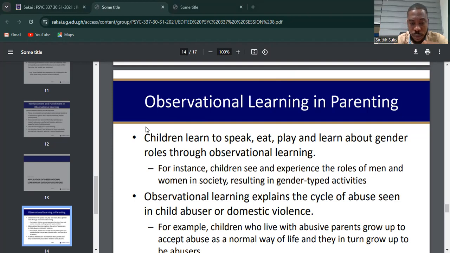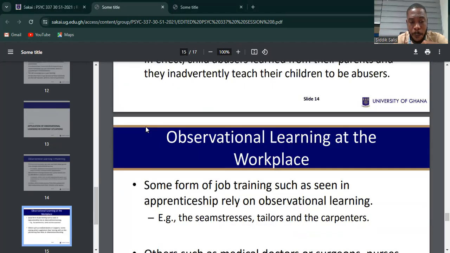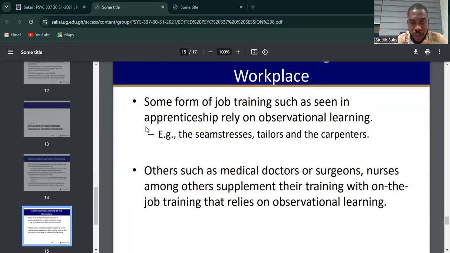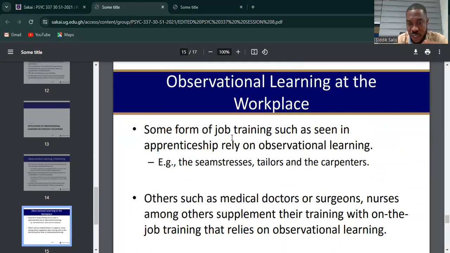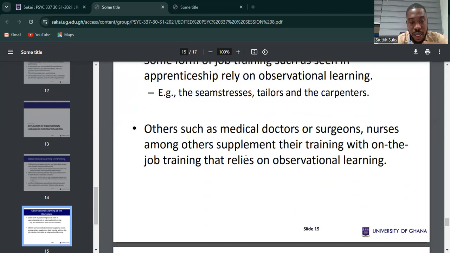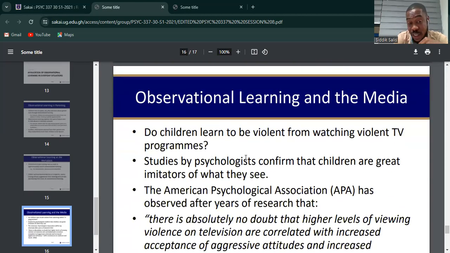So let me skip this quickly. You see, they've mentioned the workplace, some form of job training, such as seen in apprenticeship. All these things I've mentioned there, you can have time to read yourself, if you want anyway. But if you have understood the topic of discussion, then you are good to go.